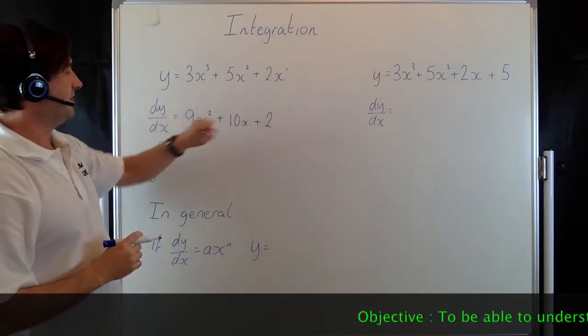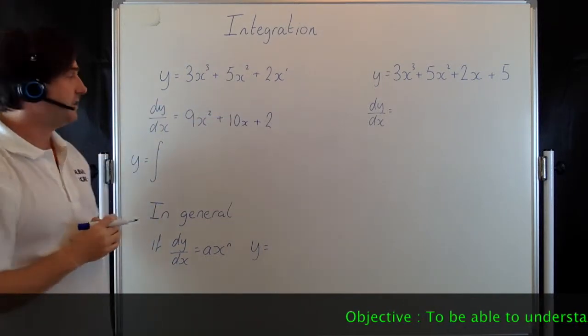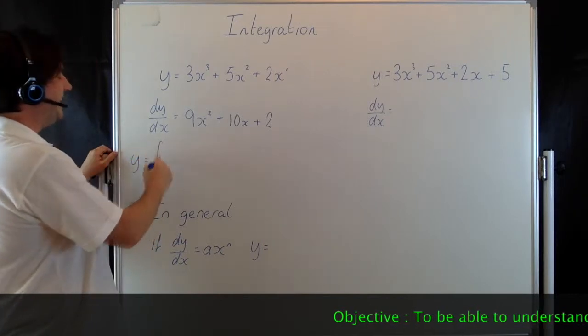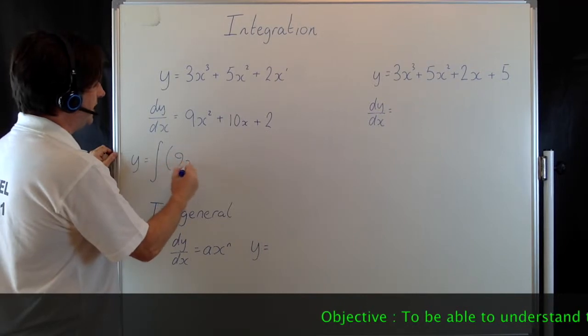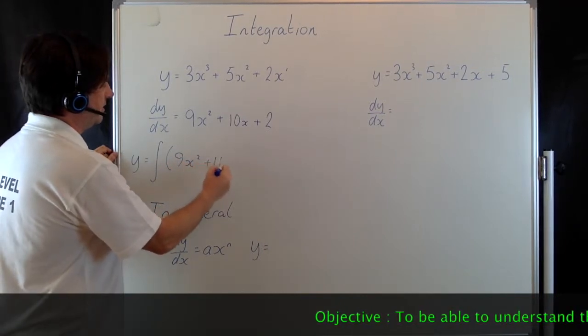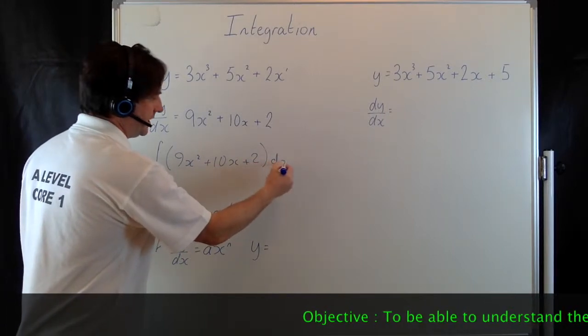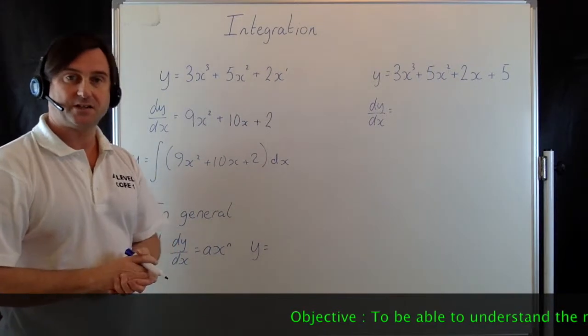This could be written as dy/dx. Another way you might see this is y equals the integral sign. This here is the integral sign. 9x squared plus 10x plus 2 dx, which means we integrate with respect to x.